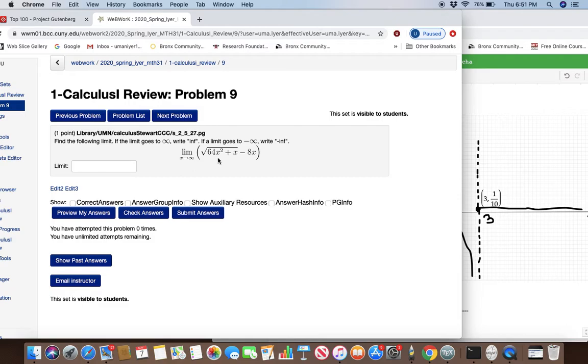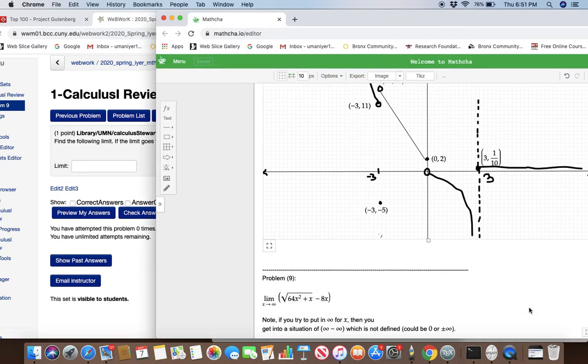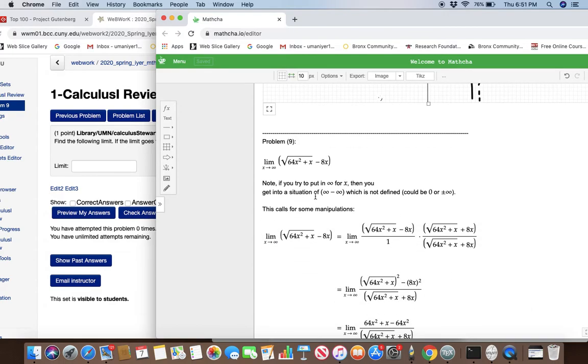Limit x approaching infinity, radical. If I plug in infinity, mind you, I'll get square root of infinity minus 8 times infinity, another infinity. Infinity minus infinity is a bad case. It's not defined. It could be 0, assuming they are both very close, or it could be plus or minus infinity. We don't know. This is undefined.